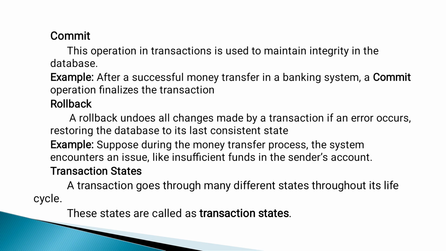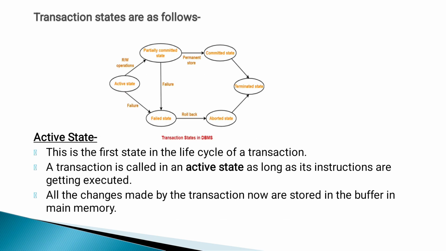Next, transaction state. The transaction state is the life cycle of the transaction. It has different states, and these are called transaction states. They are the active state, partially committed state, committed state, failed state, aborted state, and the last state, the terminated state.